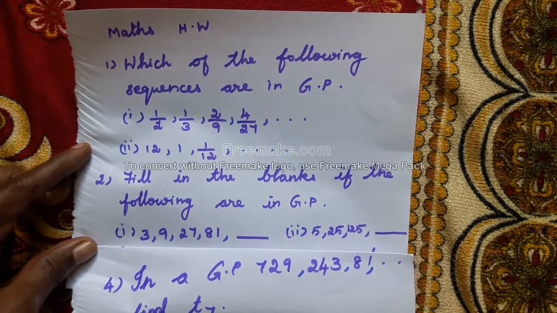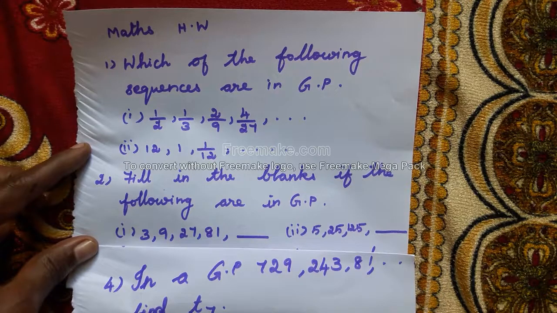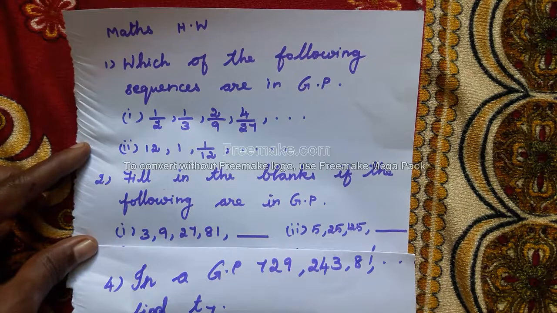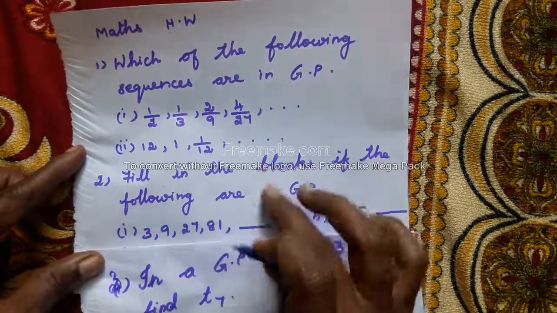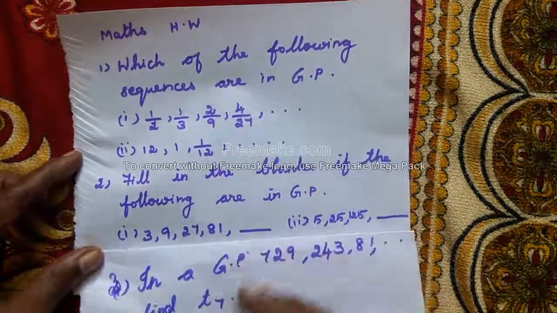What's the general form of a GP? A, AR, AR square, etc. What's the general term of a GP? Tn is equal to AR power n minus 1. Any doubt in these problems? Any doubt? No? Okay. Now I am going to give some homework problems. Only 3 homework problems. You have to do those 3 homework problems.